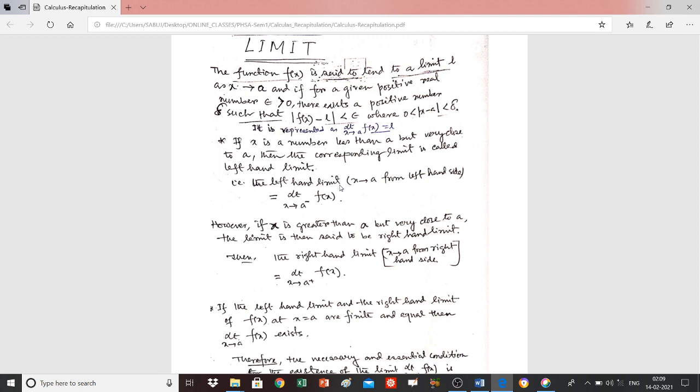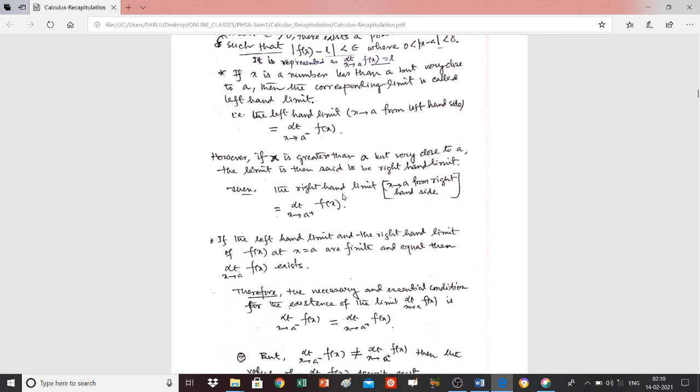Okay. Mathematically you can represent this as limit x tends to a of f(x) equals l. If x is a number less than a but very close to it, then the corresponding limit is called the left hand limit, and it can be represented as limit x tends to a minus of f(x).